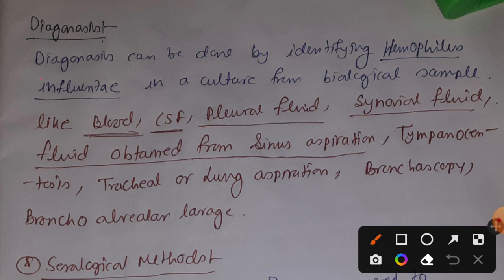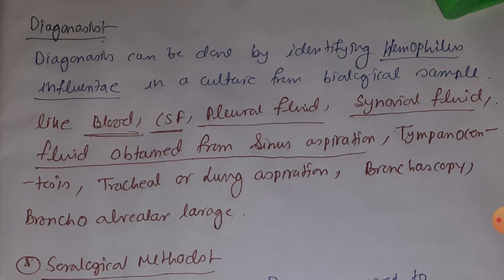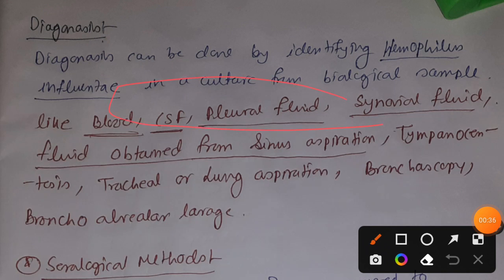So now diagnosis can be done by identifying Haemophilus influenzae. We can grow Haemophilus influenzae in a culture from biological samples. In the very first video we told that Haemophilus influenzae can grow on chocolate agar, which provides factor 10 and factor 5 necessary for their growth, along with blood agar, right? This blood agar contains the staphylococcal colony, right?